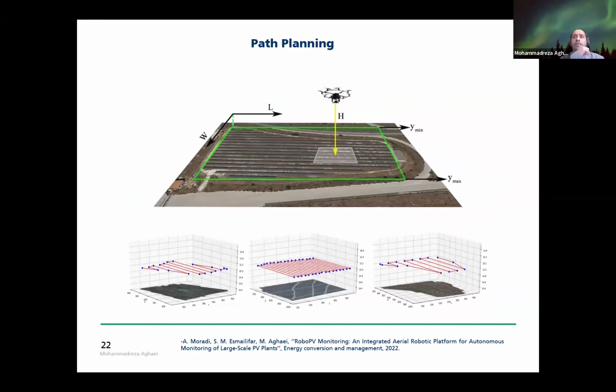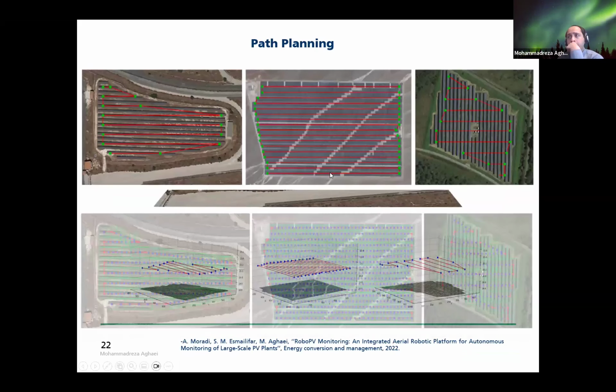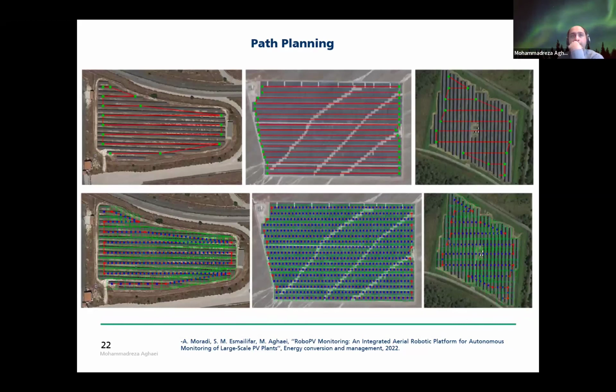In autonomous aerial monitoring for a PV plant, the drone must fly over a set of waypoints which cover the whole area of the plant. And it's very important and essential to have a specific path planning algorithm in order to create the optimal paths for the PV plant aerial inspection. That's why we developed this unit for RoboPV. As you can see here, different plants have different path planning models, based on the waypoints we can detect from each plant.